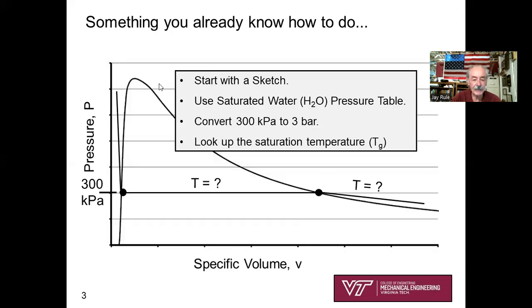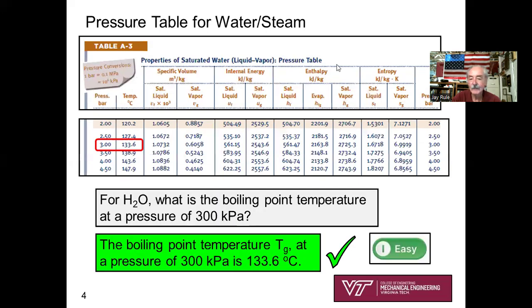We'll start with a sketch to remind ourselves where we are on the PV diagram. That's a good idea. And so we're at 300 kPa, and here's an isotherm that corresponds to 300 kPa. So what we're trying to find is this temperature right here, and we're going to call that T sub G, TG for 300 kPa or 3 bar. Okay, so simple as this. Here we are at our pressure table for H2O. We drop down and find 3 bar and 133.6. We write it down on our paper and we are done. Next problem. So easy.